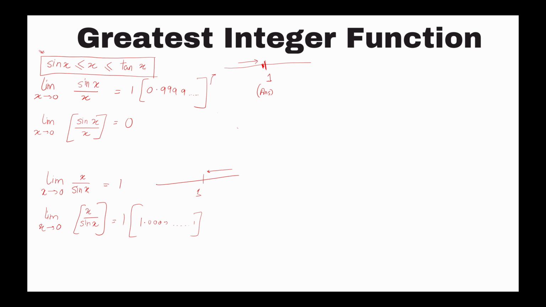Try to identify from which side we are going to approach our limit value, and based on that, your greatest integer function's outcome would be either your limit minus 1 or your limit. So keep this thing in mind.